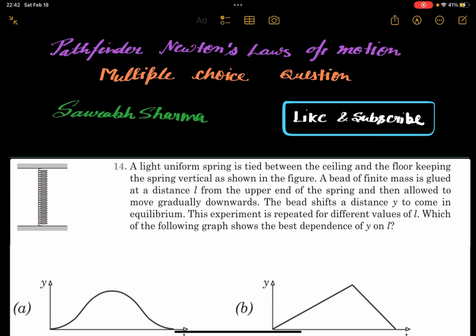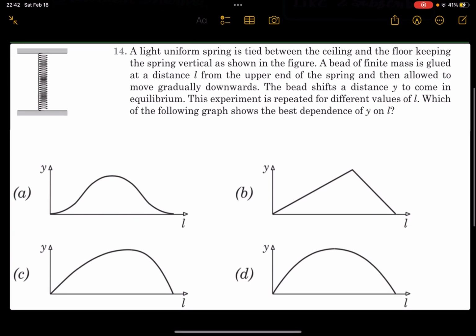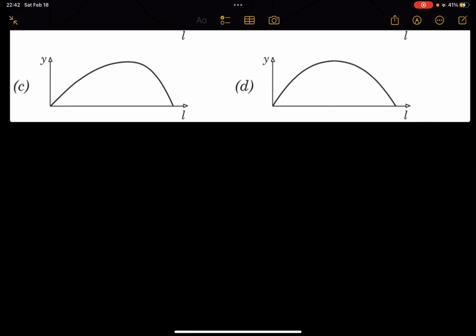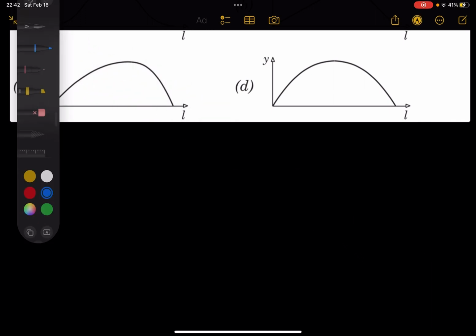Okay, very nice question. This experiment is repeated for different values of L. Which of the following graphs shows the best dependence on y? These graphs are given. So I want to explain what is happening in this question. I hope after explanation you will understand carefully.